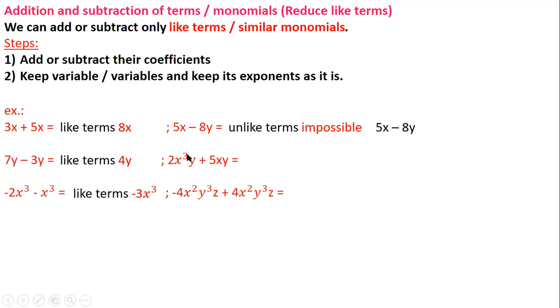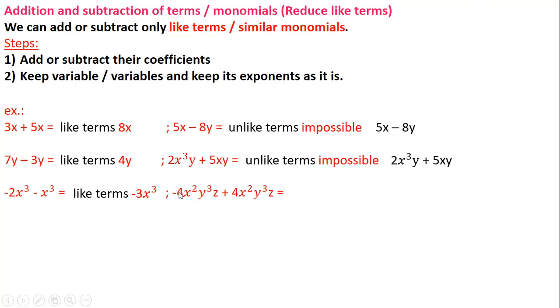Now 2x cubed y plus 5xy. Let's see if these terms are like. Here we have x, here the variable is x. Exponent 3 and exponent 1. So these two terms are not like terms. So they are unlike terms. It's impossible to add them. So my answer will stay 2x cubed y plus 5xy.